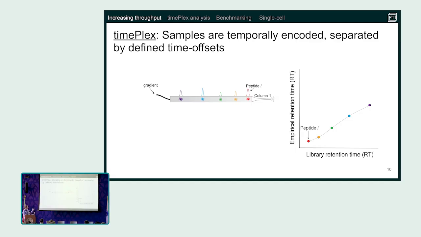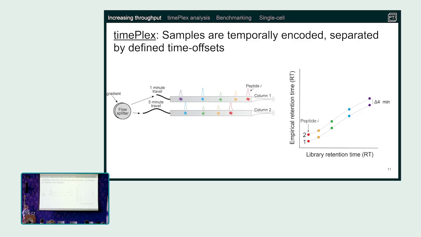And so this is being illustrated here with peptide I, that's red, followed by yellow, green, and so on. And the idea with timeplex is that if we stagger in time the introduction of this gradient, then all of these peptides are going to be separated by this systematic time offset that is going to be held constant throughout all these peptides. And so now, rather than encoding samples in the mass domain, they're encoded by time separations that are systematically held. They're going to undergo the exact same separations.